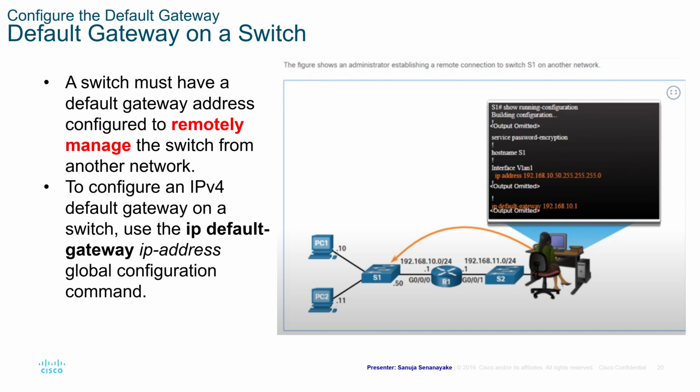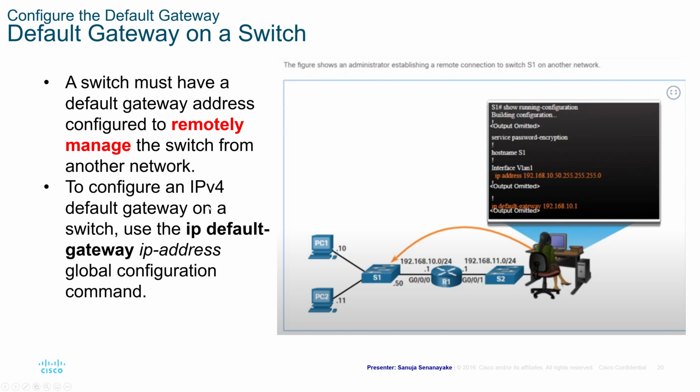Default gateway on a switch. A switch must have a default gateway address configured to remotely manage the switch from another network. So if you want to manage this S1 switch all the way down here, which is past Router 1, you must have a default gateway address configured so that you can remotely manage that switch.